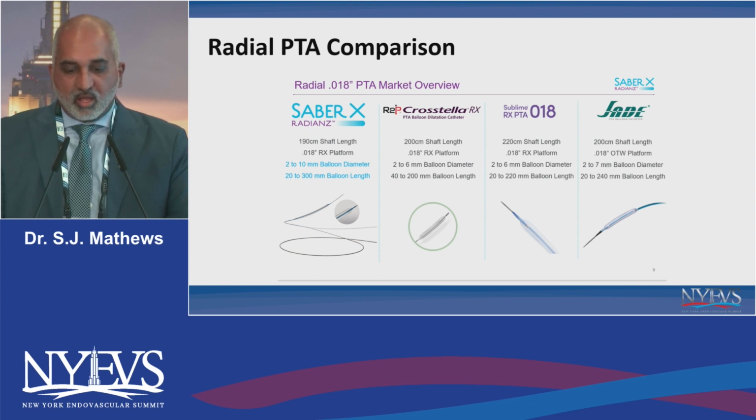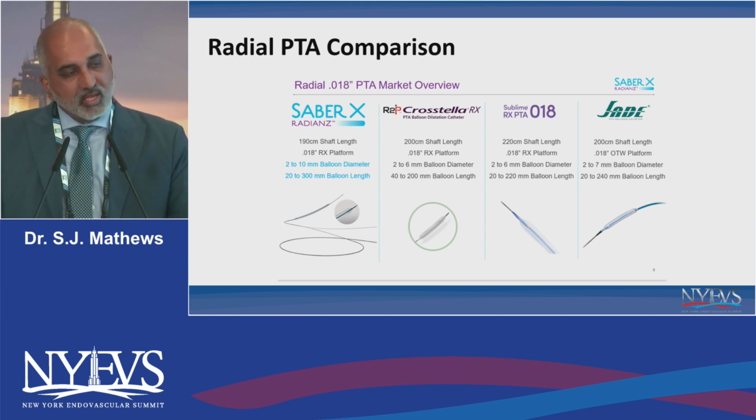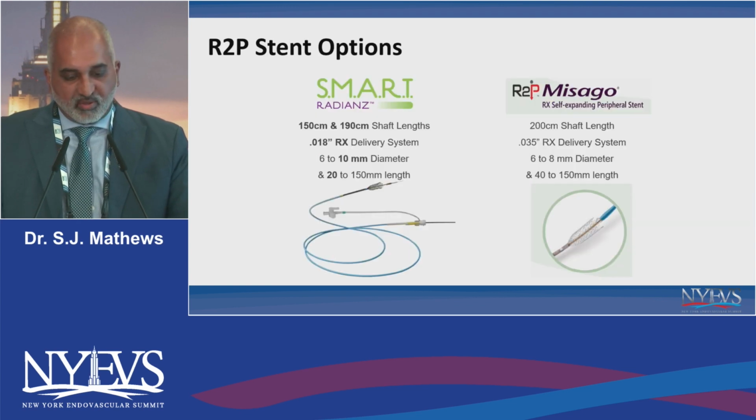These are typically all between 190 to 220 centimeters in shaft length, which is what you need if you want to be able to do at least SFA cases reliably, and even potentially into the proximal tibial vessels as well. And stents are very limited at this point too. We really only have a couple companies that have stent options, but no real DCBs yet that are long length. We don't really have long length IVL.